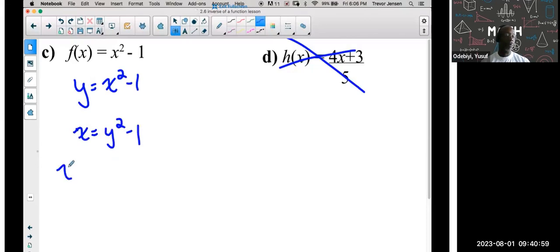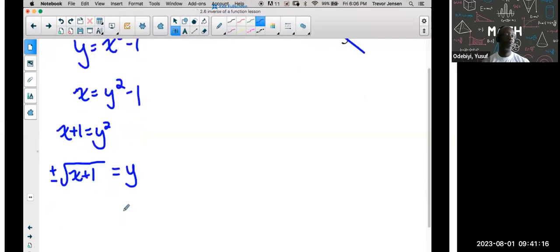So now we want to isolate y, so x plus 1 equals y squared. And then to move the squared over, we have to square root, but then don't forget we have to consider both possible answers for the square root of x plus 1, the positive and the negative, or else we would only get half of the graph for the inverse of the function. And now that y is isolated, we can go ahead and replace that with the symbol for inverse of f at x equals plus or minus the square root of x plus 1.